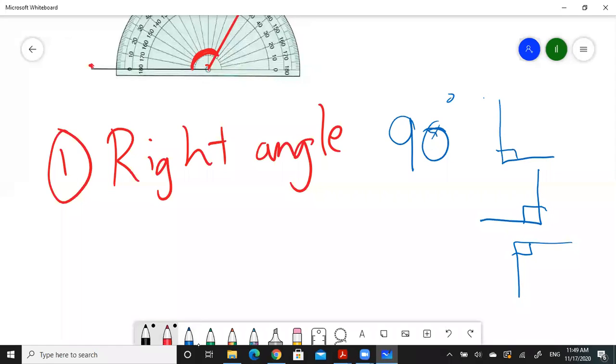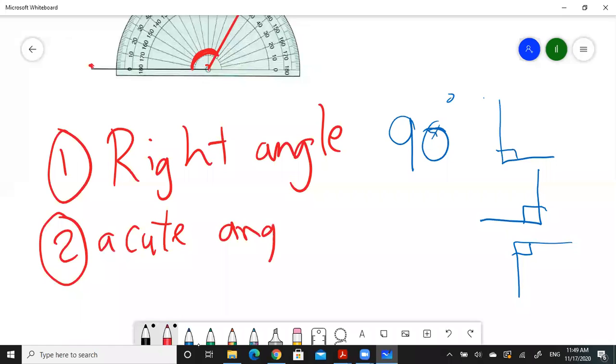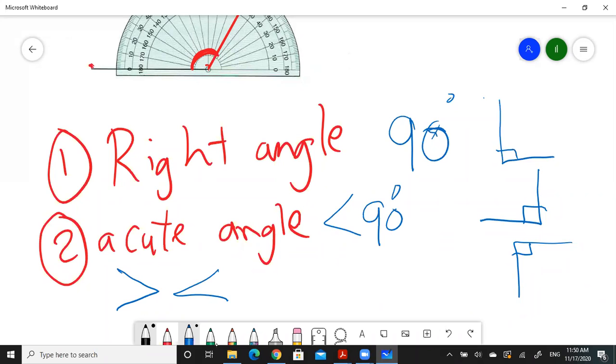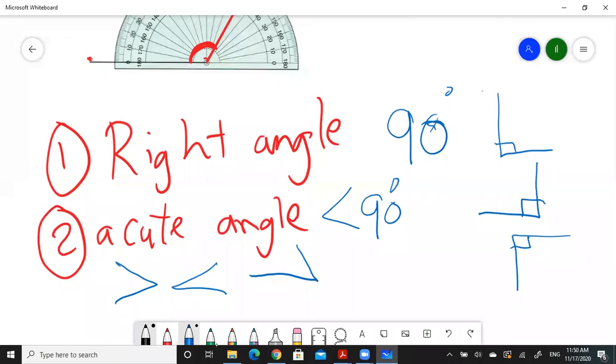The second type is called an acute angle. What is the size of an acute angle? It's less than 90 degrees. And what is the shape? It's like this, and this, and this. All these are acute angles.